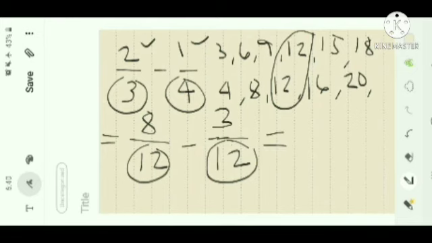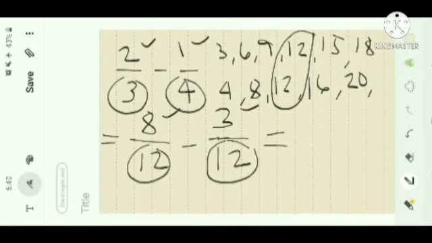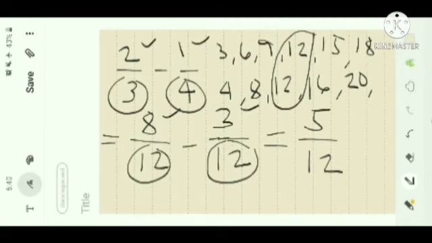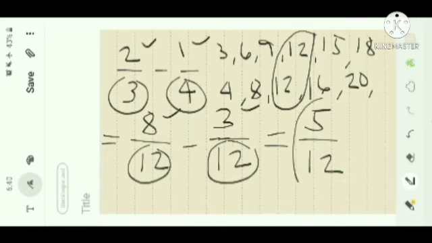Now it is easy for us to subtract because they have the same denominator. So 8 minus 3 is 5. Then we will copy the common denominator, which is 12. Can we reduce this to lowest term? The answer is no. Okay, so our final answer is 5 over 12.